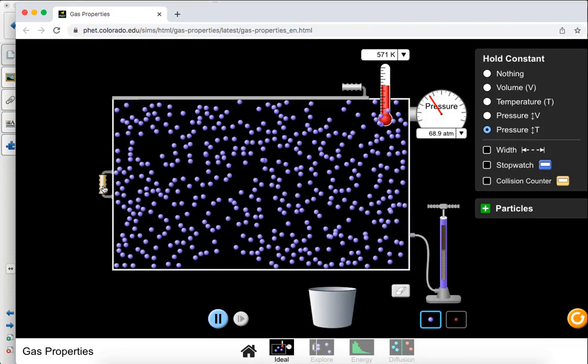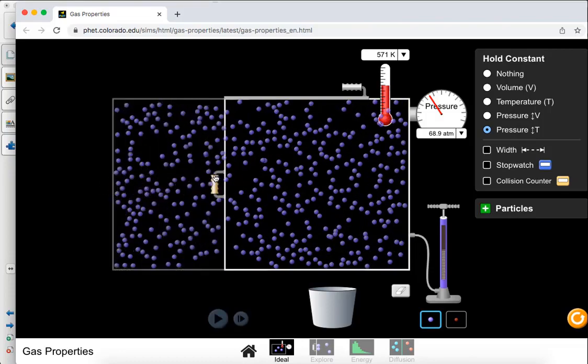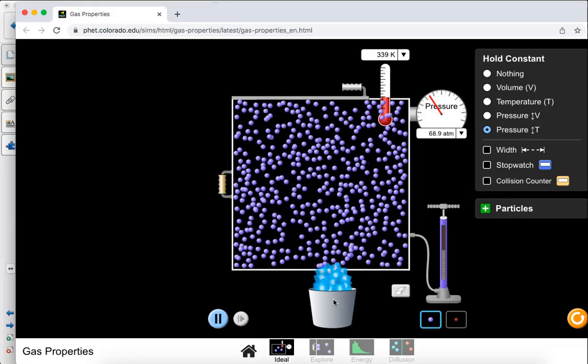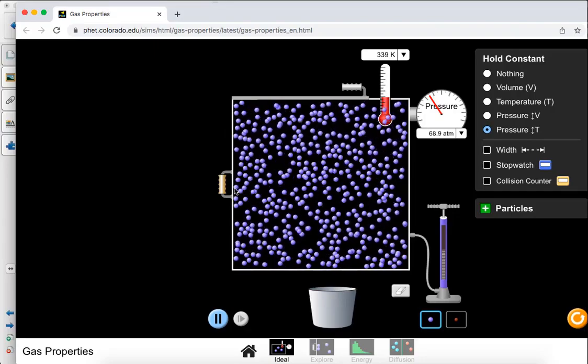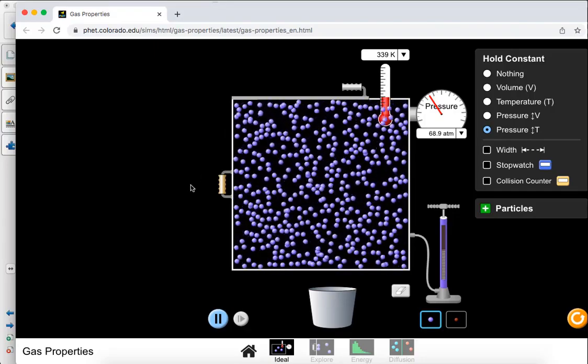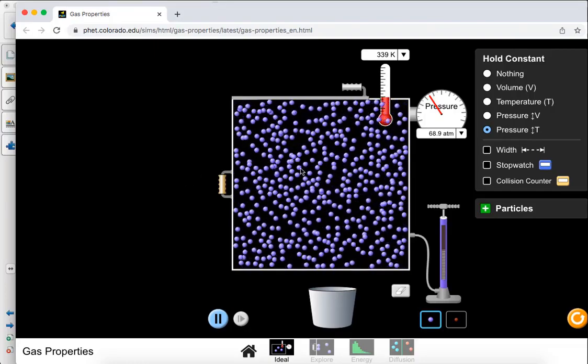But it's important to note that if we then make the volume smaller, but we want to keep the same pressure, that means we need less collisions. So we should see some ice show up in the bucket. You have to decrease the temperature so that there's the same amount of collisions taking place as there were when it was a very large container.